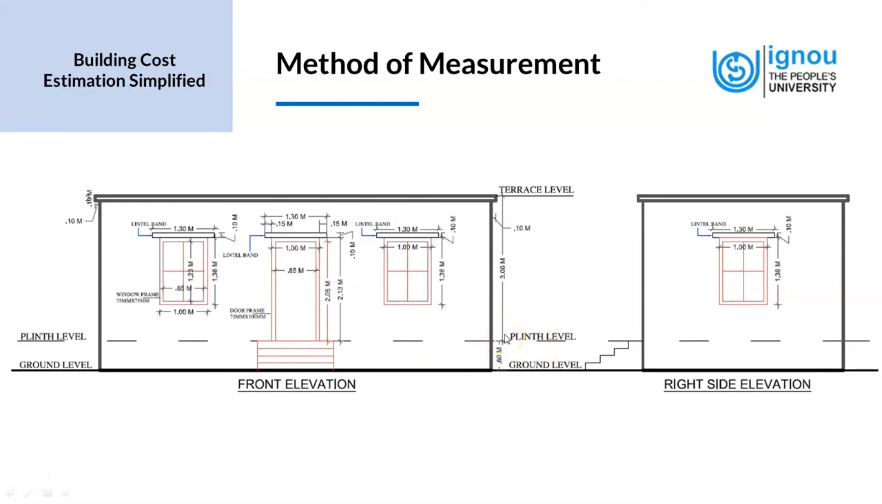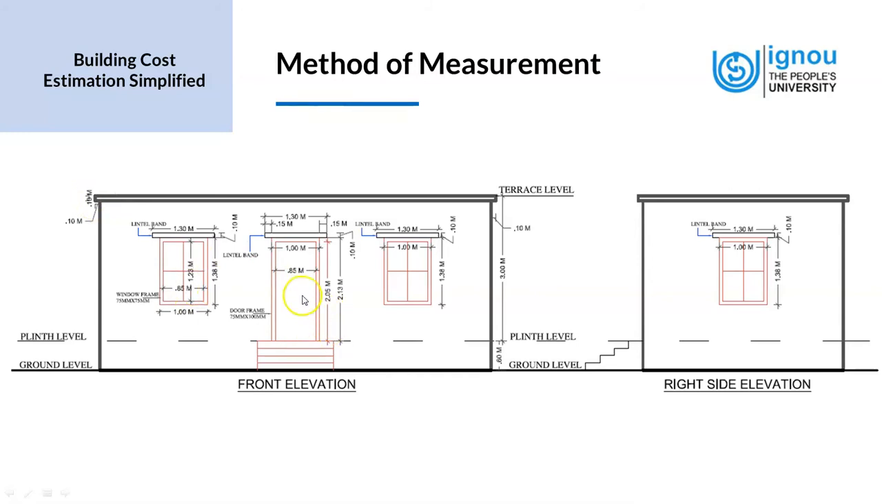Then we have the height of the room. The height of the building is totally 3.6 meters. But when we look at it from the top of the plinth level to the top of the terrace level, this is 3 meters. And the projection, the dotted line that we referred to in the plan, is 0.1 meters, which is 10 centimeters. So this is the projection of the roof slab. Again, there is a 0.1 projection on this side too. The thickness of the roof slab is also 0.1 meters.